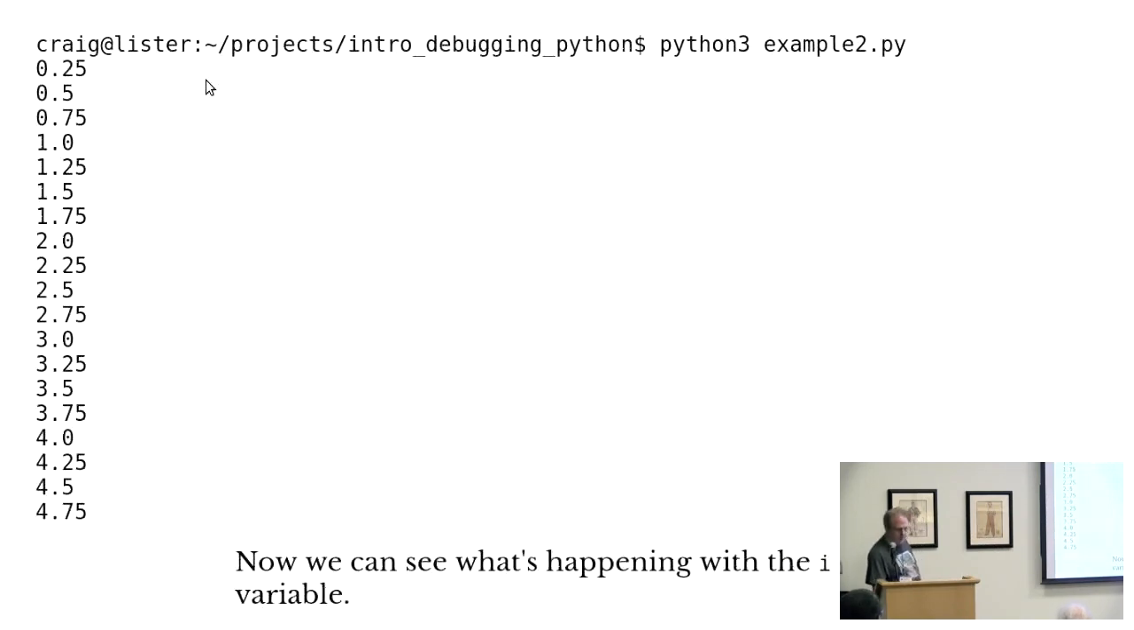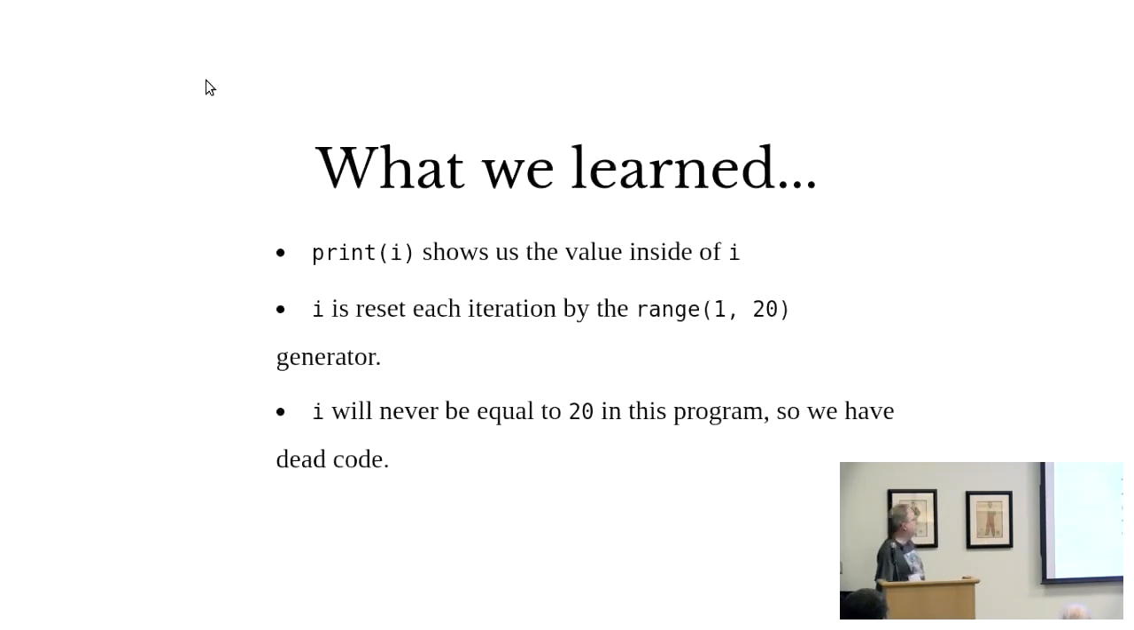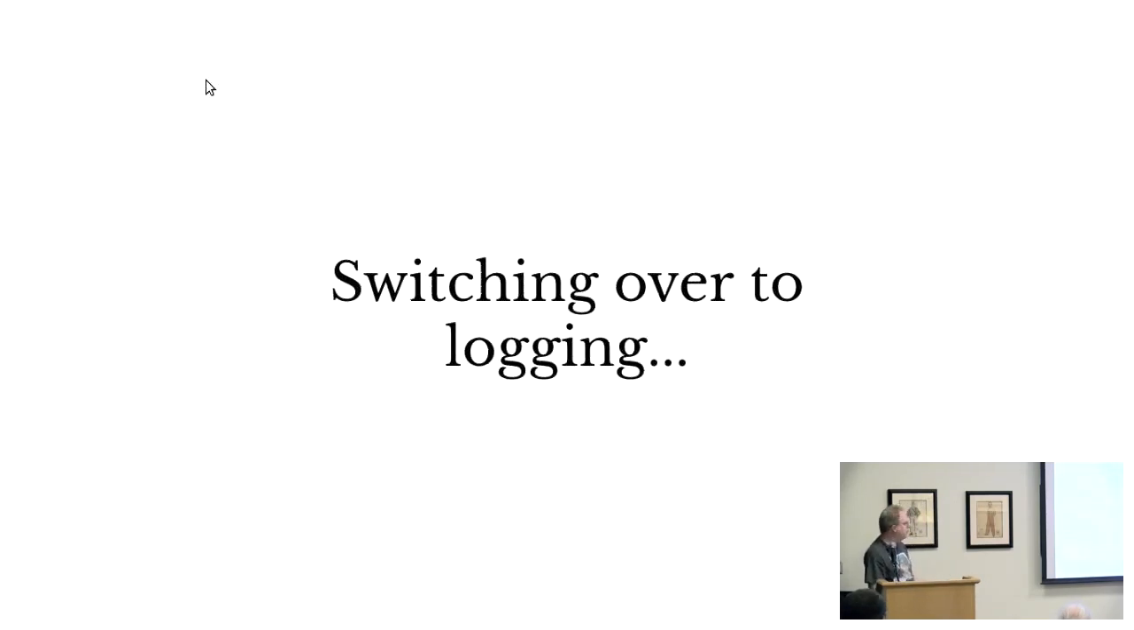So we now figure out what's going on. And we realize after that loop is ending, we're only hitting 4.75. We're not hitting the 20 that we might expect it to hit. So we learned a few things. Number one, print, and you have to have the parentheses around it because it's Python 3, will show the value of i. i is reset each time that it iterates through. So it's not actually changing the value of i, it's actually being reset each time that the range is generated. So it will never equal 20. We have dead code in there. So we figured that out by just doing a quick print statement.